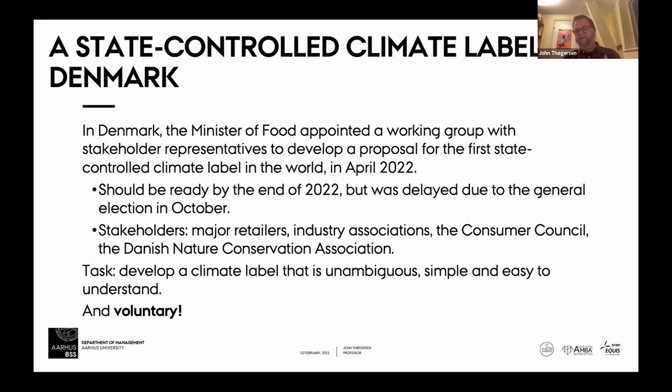And the good thing about this working group was that it had representatives for all the major retailers in Denmark and industry associations, as well as the Consumer Council and the Nature Conservation Association. The task description said that they were to develop a climate label that should be unambiguous, simple, and easy to understand. And also importantly, the task was to develop a voluntary label rather than a mandatory one. I'll come back to the implications of that later in my talk.